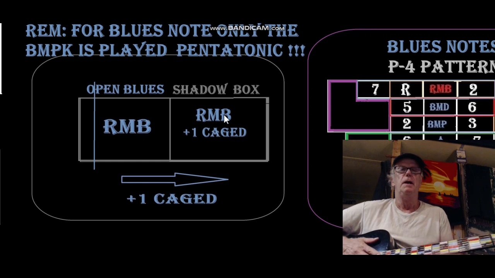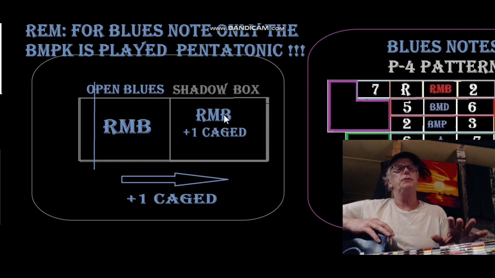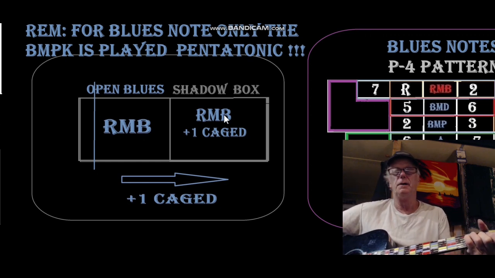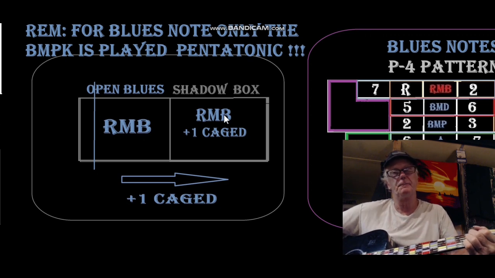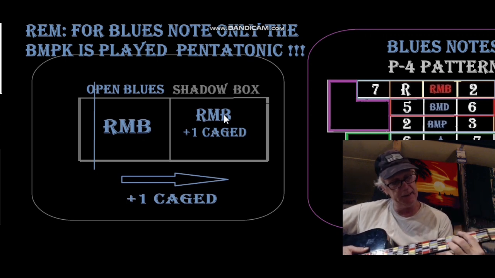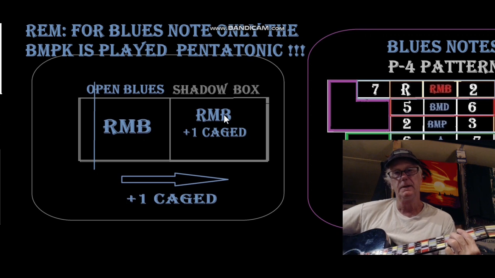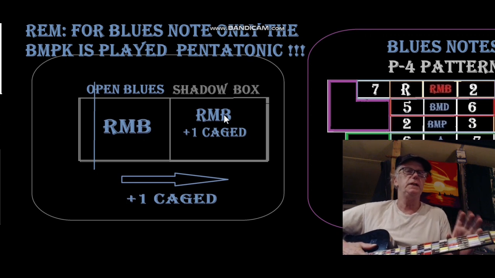Okay? Now, that's in the root key of the blues. And we do a little half shape for the C. If we go to the next cage up from that C, we go to the A here. Alright? That's in root key of the blues.